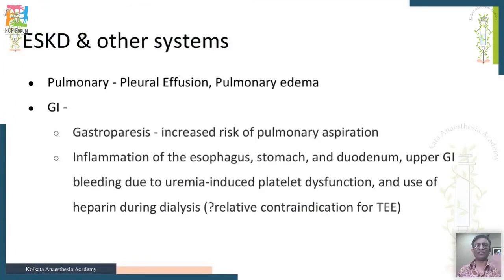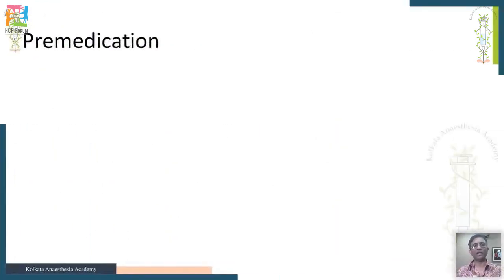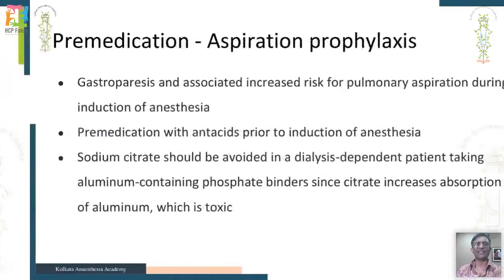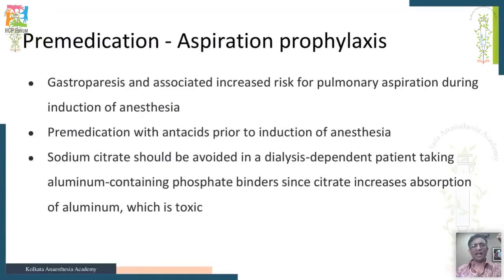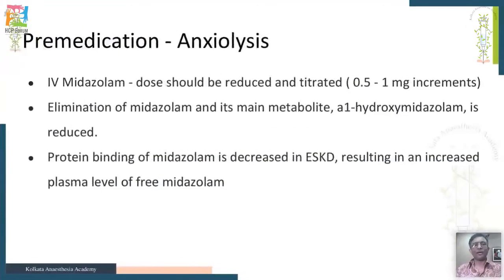Other systems: pleural effusion, pulmonary edema, and gastroparesis have some bearing for us because of the reduced gastric emptying. Again, there could be inflammation of the upper GI tract, and because of that, bleeding manifestations. Coming to the anesthetic management, premedication is about aspiration prophylaxis and anxiolysis. Just, I think, very theoretical about this sodium citrate, because of the phosphate binders you can have increased absorption of aluminium. I think it's very theoretical.